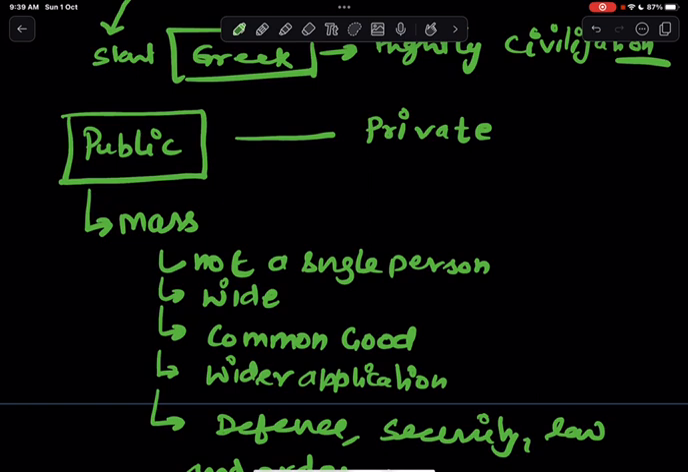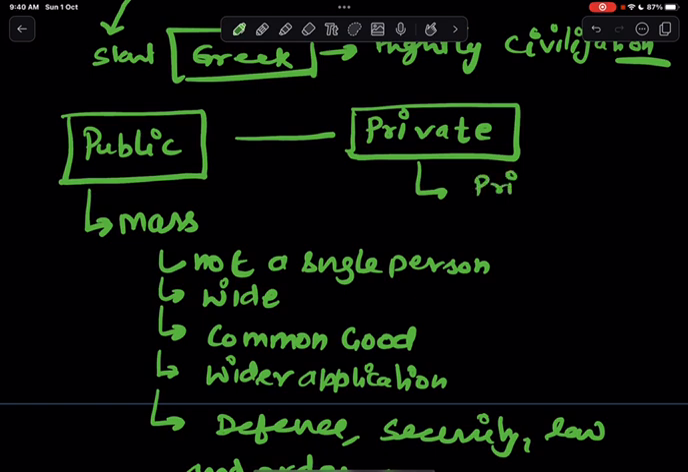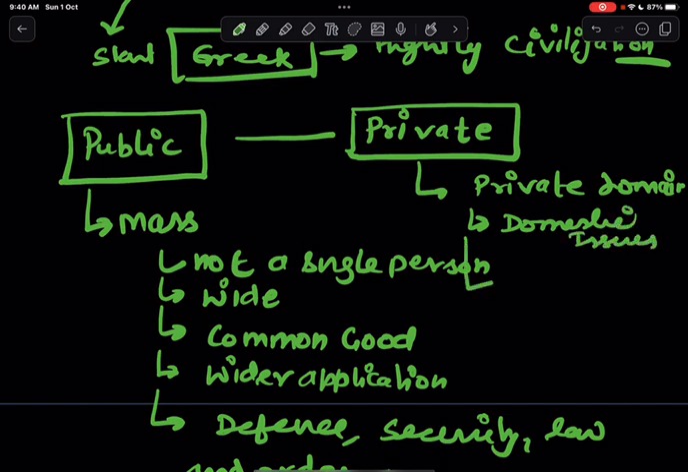The other thing is the issues, concerns, causes which are related to the private domain. The private domain is called personal, such as domestic issues, or let's say individual issues.